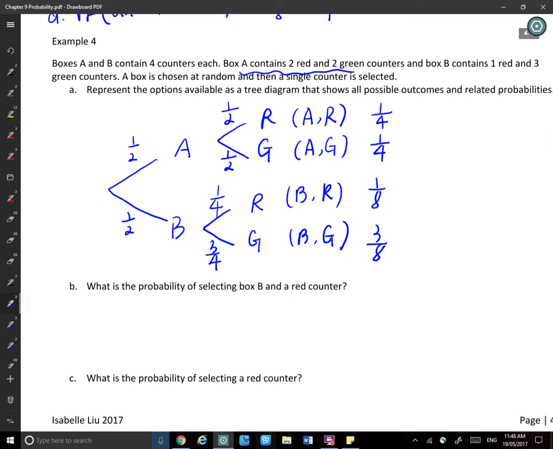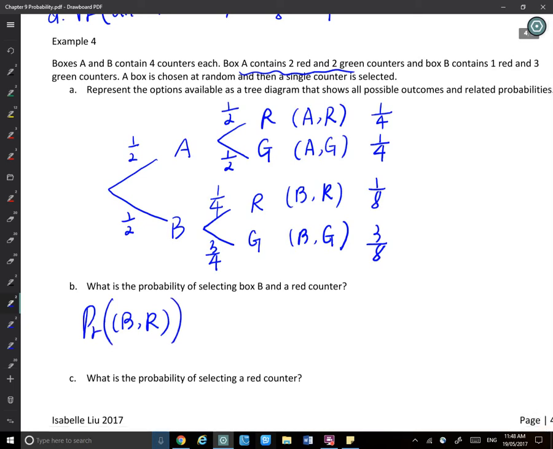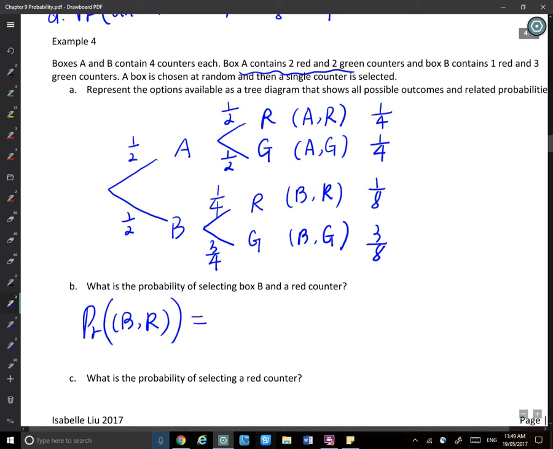What is the probability of selecting box B and a red counter? So basically, I want the probability of B, R. I want box B and I want the red counter. That is 1 on 8.